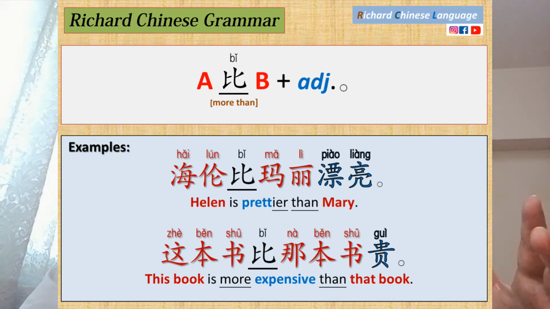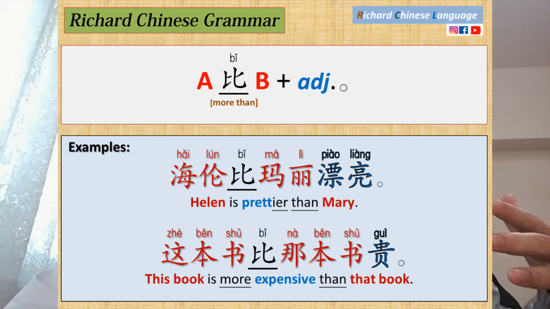这本书比那本书贵。Okay, so you can see here, 比 is the comparative form. 比 is the key word for the comparative form in Chinese.